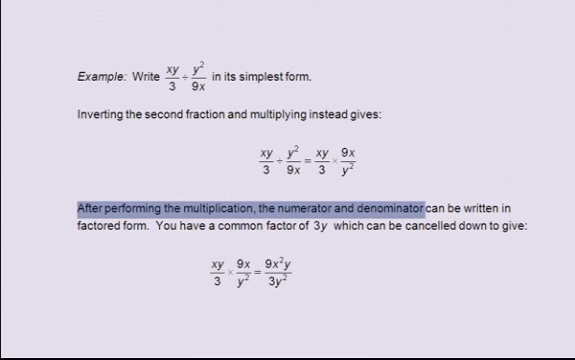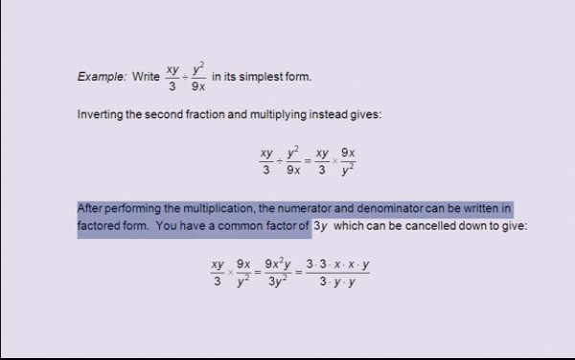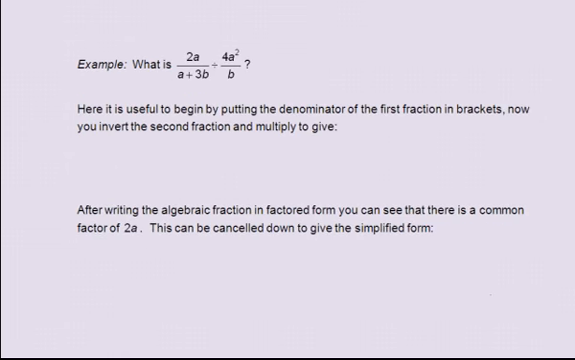The numerator and denominator can be written in factored form, which is 3 multiplied by 3 multiplied by x multiplied by x multiplied by y, all divided by 3 multiplied by y multiplied by y. You have a common factor of 3y, which can be cancelled down to give 3x squared over y. Right. Here is another example.